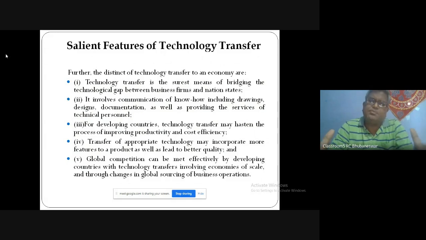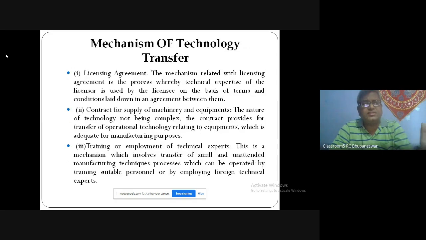It means appropriate technology, improving productivity and cost efficiency, and providing services to technical personnel. It can also involve economies of scale and global sourcing operations. These are some salient features of technology transfer.